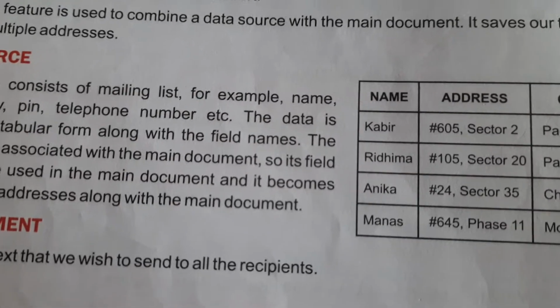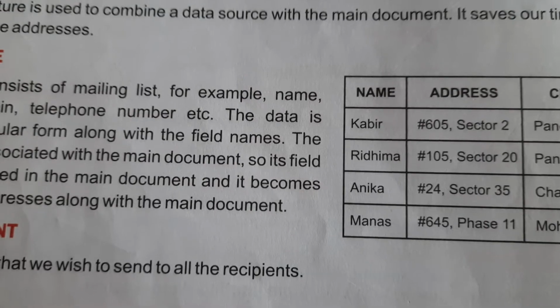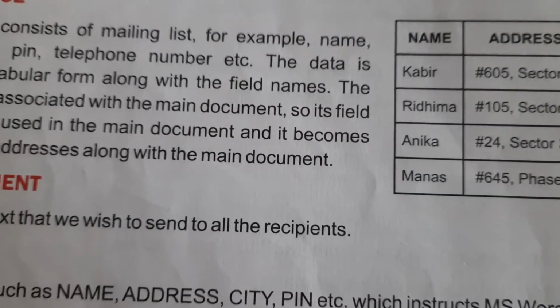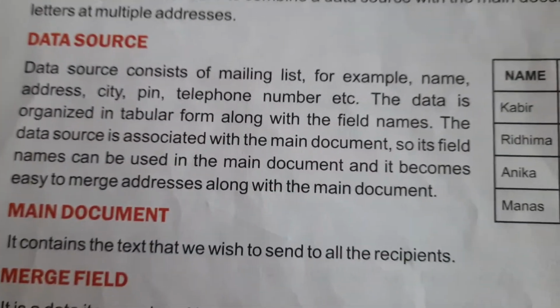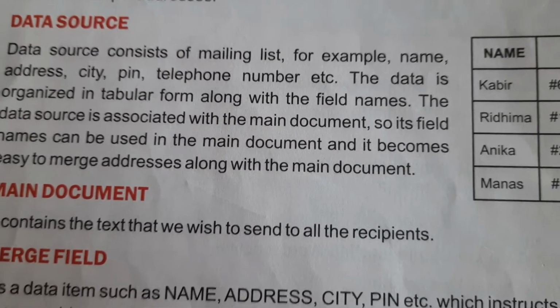So mail merge is a feature to combine a data source with the main document. Now, what is a data source and what is a main document? Data source consists of a mailing list, for example, name, address, city, PIN. These are the fields also.